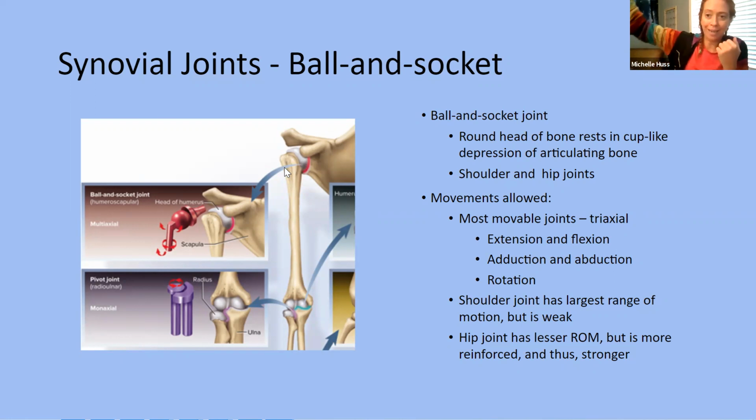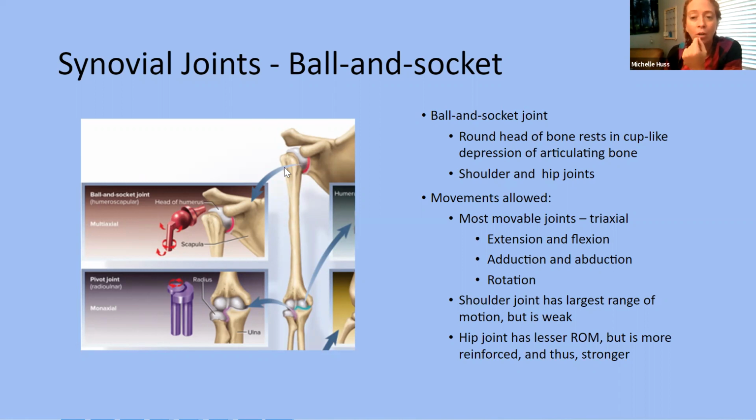Ball and socket, very classic ball and socket would be your humerus. And we call it glenohumeral because it's the glenoid cavity that the humerus sits in. But I'm fine with you calling it humerus to scapula. I do not want you to call it shoulder joint. There's a lot of bones up there, and it could be many bones that you're talking about.